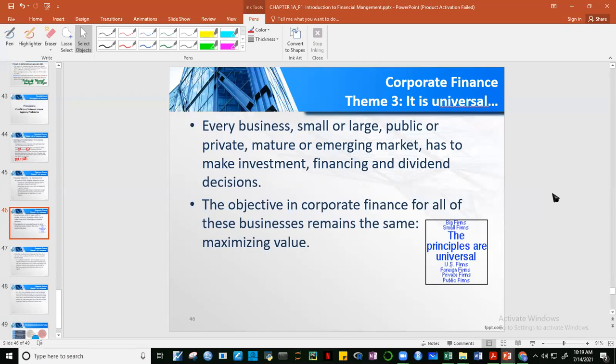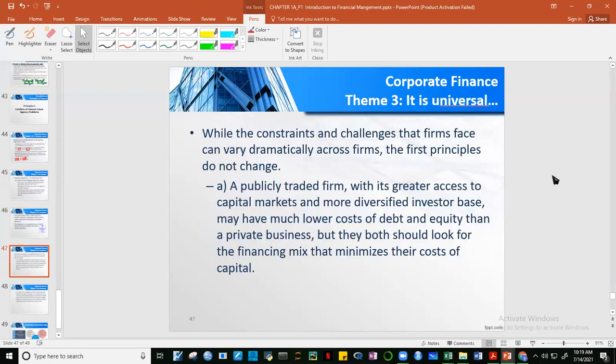Whether you're an American firm, a Filipino firm, a Japanese firm, a Korean firm, in whatever color, whatever country you're in, the principles of corporate finance are fundamental, primordial, primary, and it's important that firms adopt these principles. Okay? And back to universal.